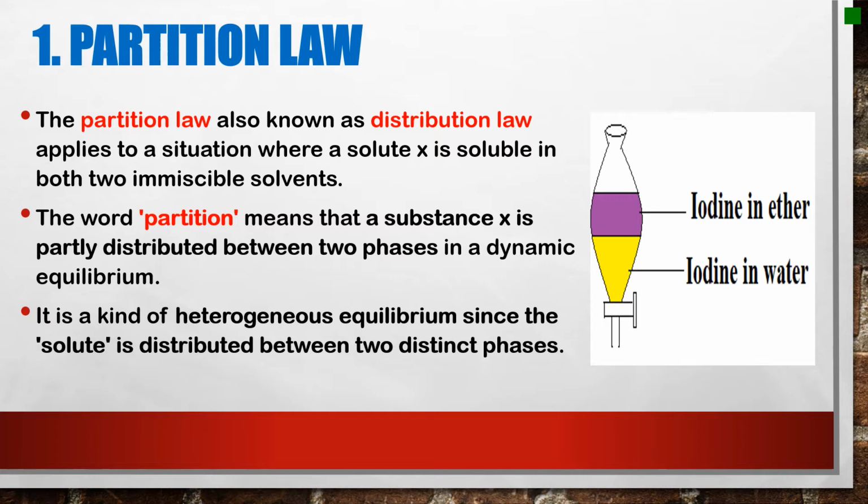In this case, we have iodine that is partly dissolved in water and in ether. So the word partition means that the substance is partly distributed between two phases in a dynamic equilibrium. The two phases, the one that is purple and another one that is yellow, are in equilibrium, and a part of iodine dissolves in water, another part of iodine dissolves in ether. This kind of equilibrium is heterogeneous equilibrium because the phases are separate and they have distinct boundaries.